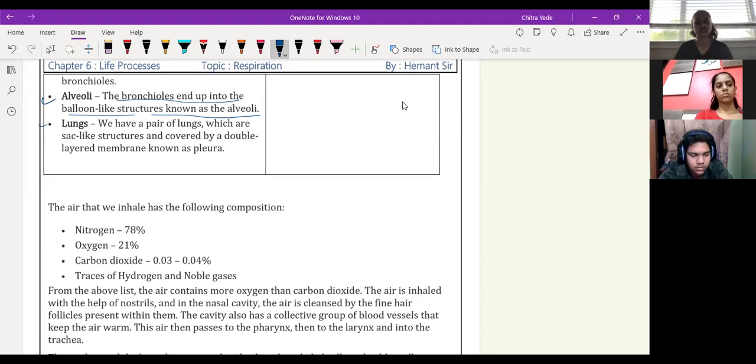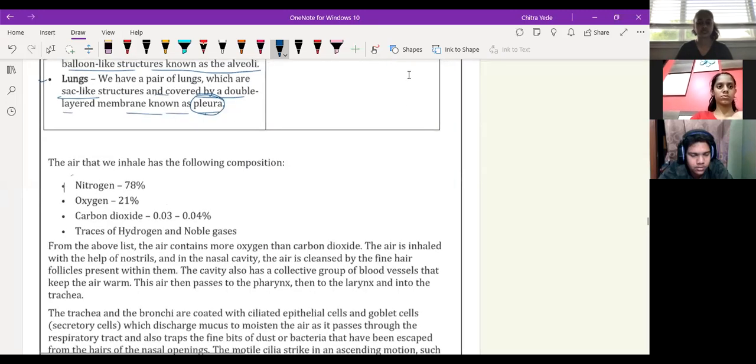We have a pair of lungs, one on the left side and another on the right side, which are sac-like. Sac-like means they have empty space. They are covered by a double-layered membrane known as pleura. We have to remember the name of that double membrane. It's called pleura.